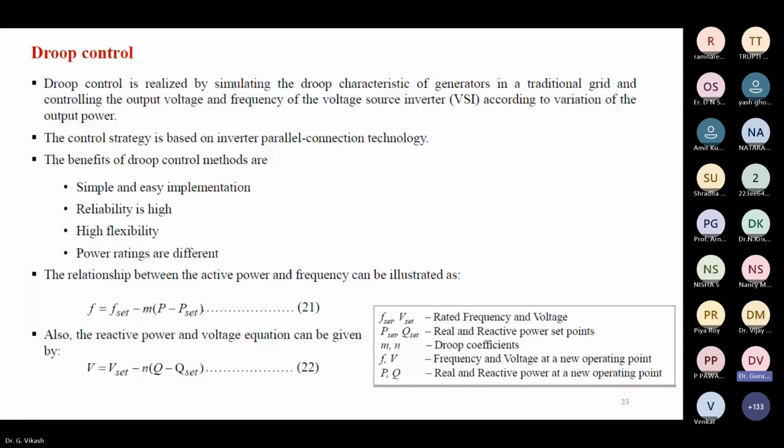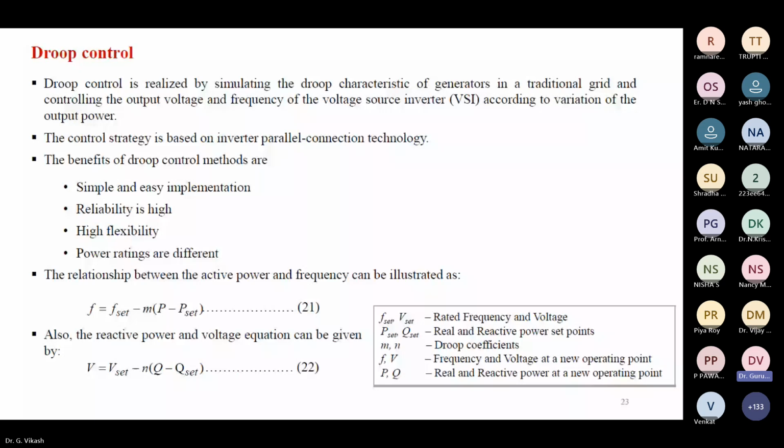Equations 21 and 22 show the relation between active power and frequency, and reactive power and voltage. Here F set and V set are the rated frequency and voltage set points, P set and Q set are the real and reactive power set points, and M and N are the droop coefficients.